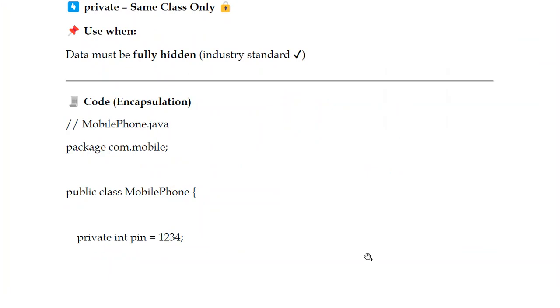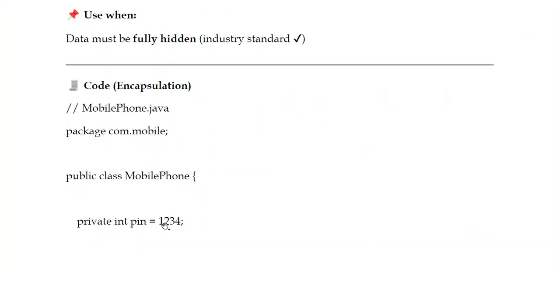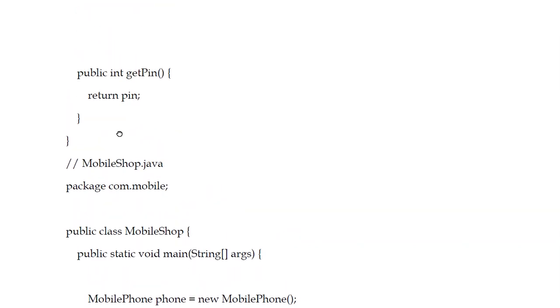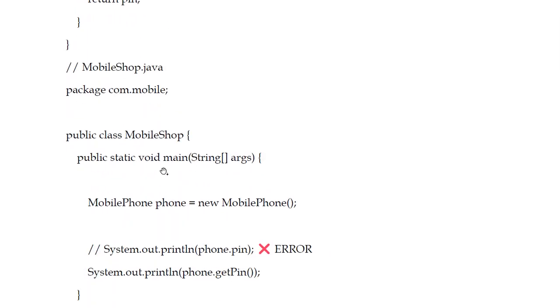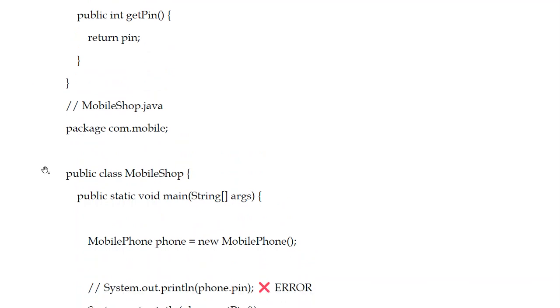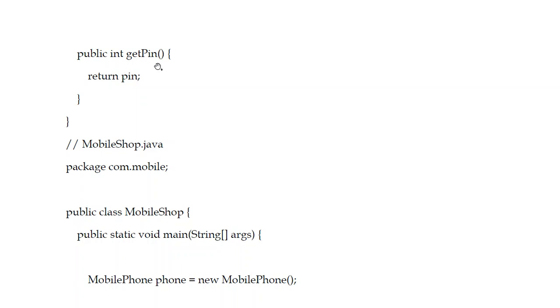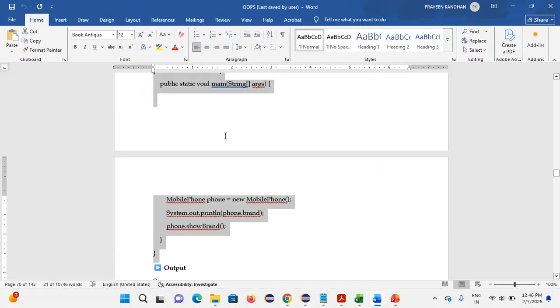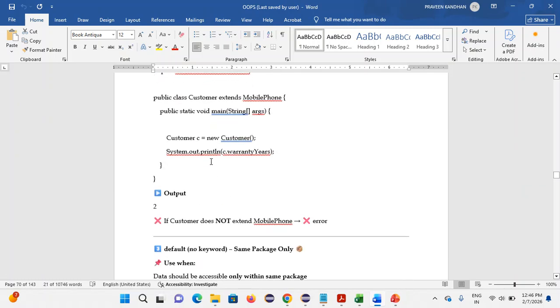This is what I explained in this example also. See here, the MobilePhone class has the pin number 1234. The data member is pin, and the access modifier is private. I'm accessing it within the class, which is possible, but outside the class, in MobileShop, it will throw an error. That's why phone.pin will throw an error. In case I would like to access it, I'm giving a method: public int getPin. I'll show you the example here itself so you can easily understand. One minute, I'll copy paste the content. You can easily access it.